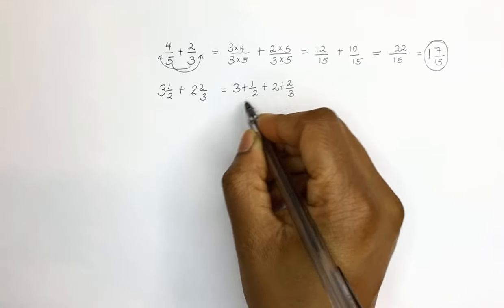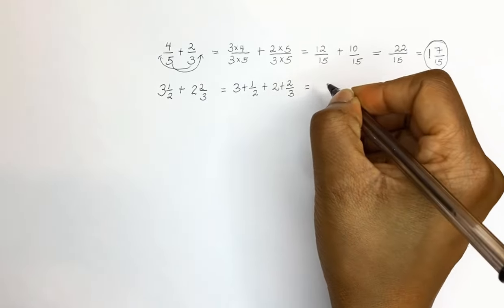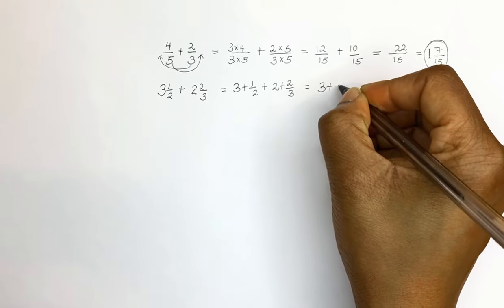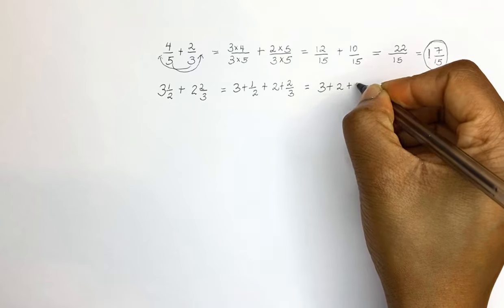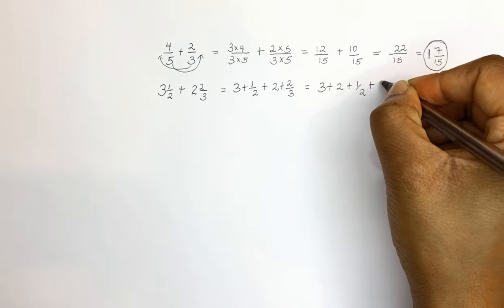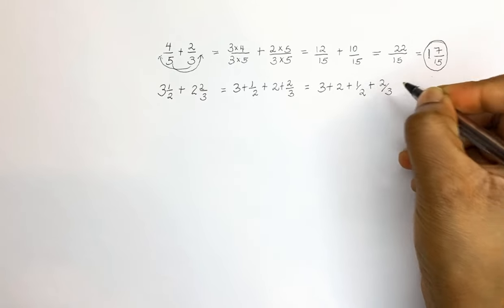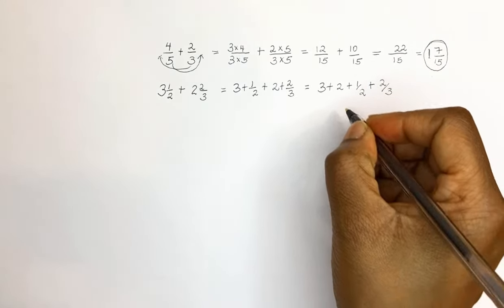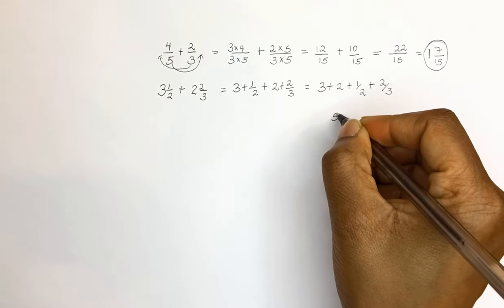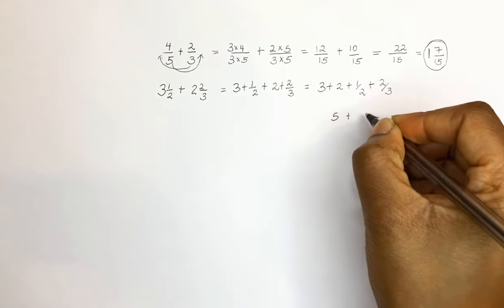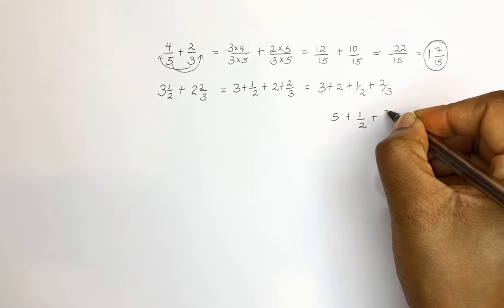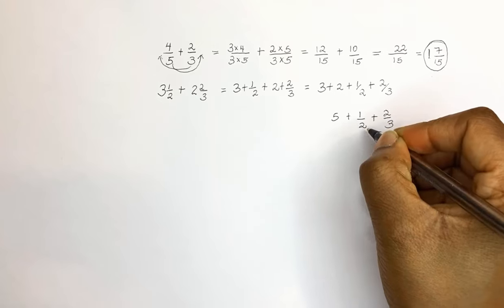We will add the whole numbers first, and we can rewrite it as 3 plus 2, and then the fractions come next: 1 over 2 plus 2 over 3. So in this case, 3 plus 2, we get 5, and then plus 1 over 2 plus 2 over 3. And we will do the same thing.